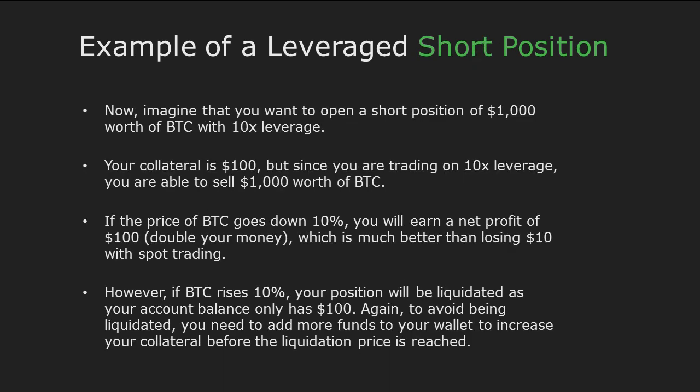Okay, so the next position is the short or sell position, where you believe the price of an asset will go down this time. So again, imagine that you want to open a short position of $1000 worth of Bitcoin with 10x leverage, and your collateral is $100. Now, if the price of Bitcoin goes down 10%, you will double your money, which is much better than losing $10 with spot trading.